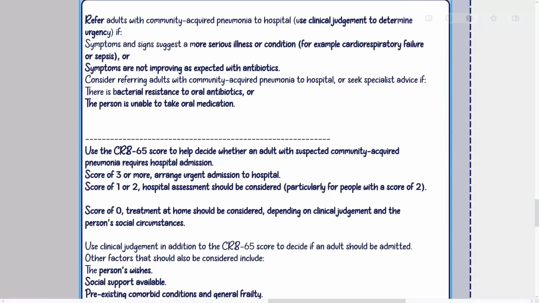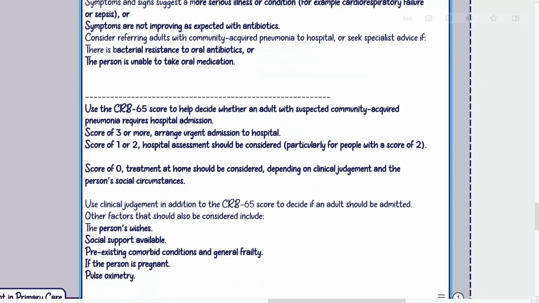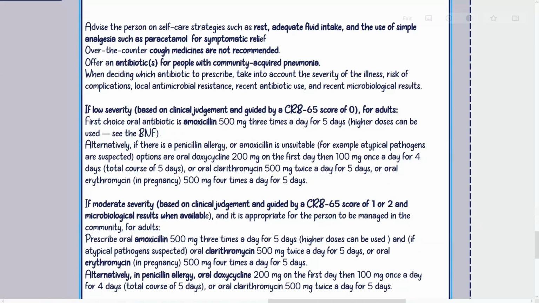Score of 1 or 2: hospital assessment should be considered, particularly for people with a score of 2. Score of 0: treatment at home should be considered, depending on clinical judgment and the person's social circumstances. Use clinical judgment in addition to the CRB-65 score to decide if an adult should be admitted. Other factors that should also be considered include the person's wishes, social support available, pre-existing comorbid conditions and general frailty, if the person is pregnant, pulse oximetry.